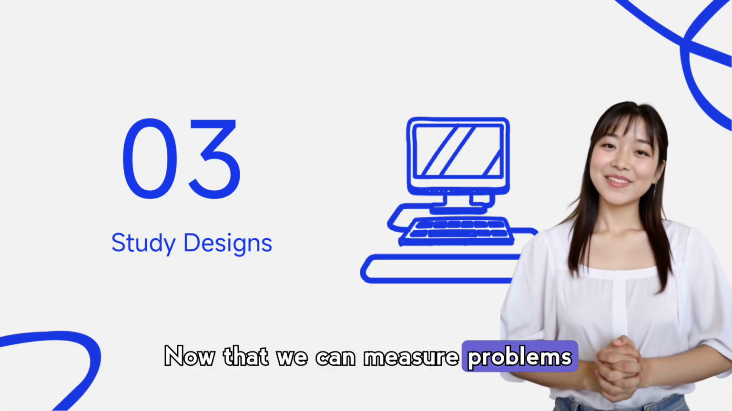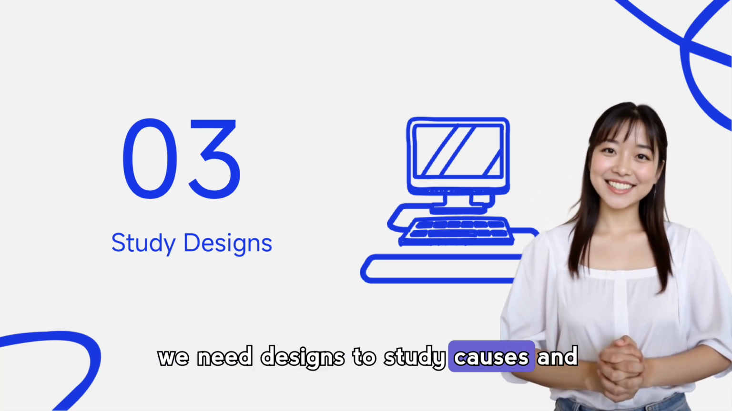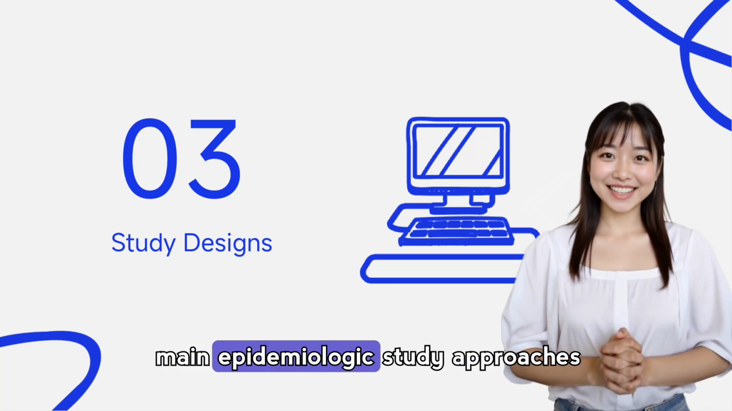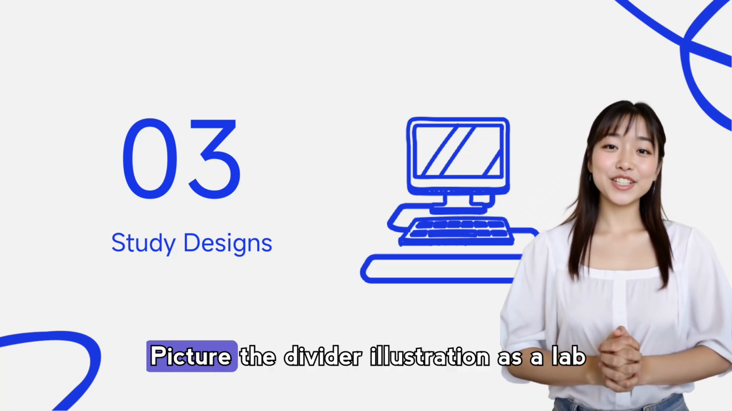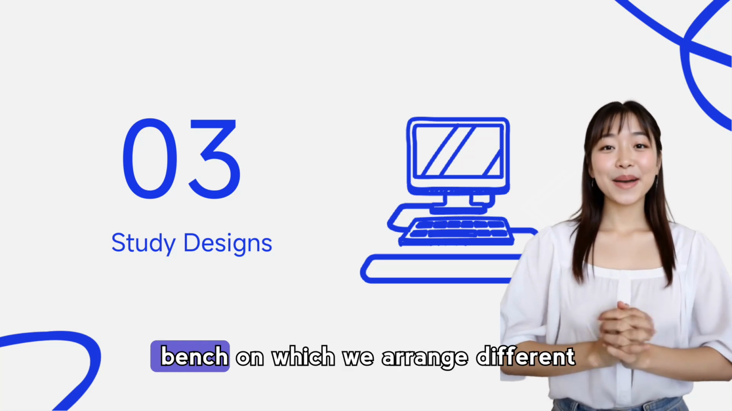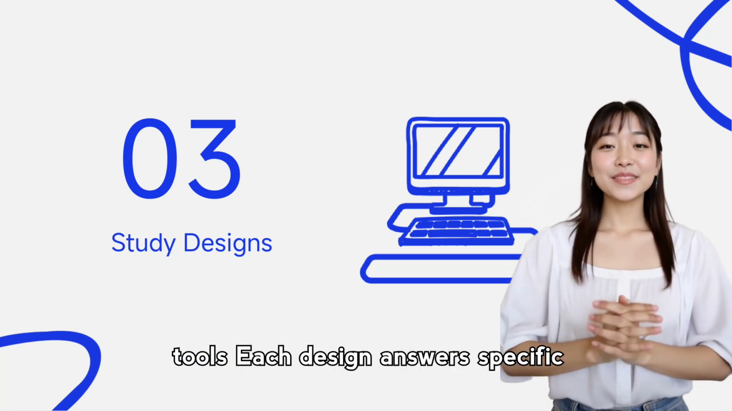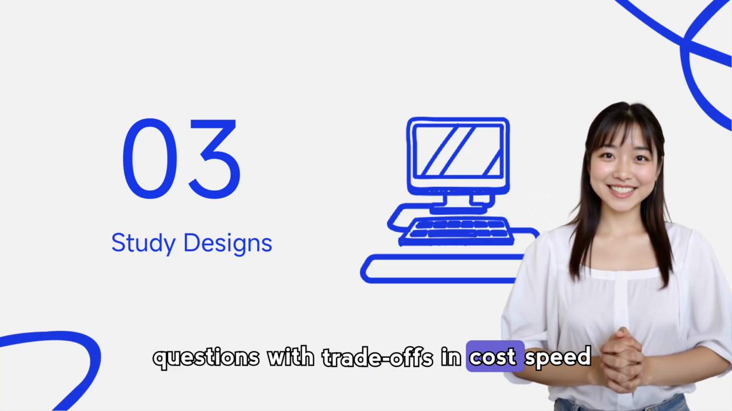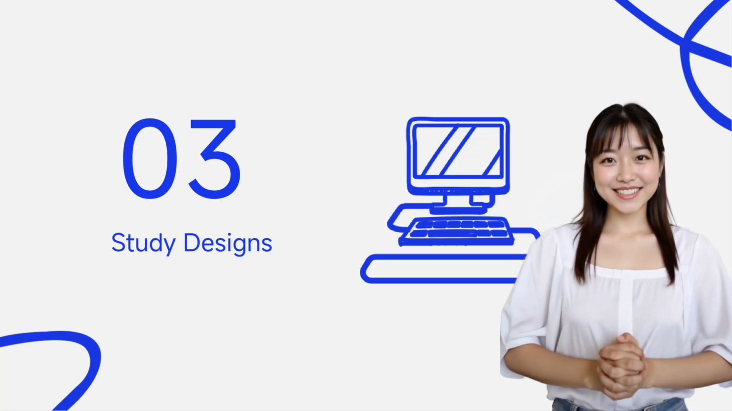Now that we can measure problems, we need designs to study causes and solutions. This section introduces the main epidemiologic study approaches. Picture the divider illustration as a lab bench on which we arrange different tools. Each design answers specific questions, with trade-offs in cost, speed, and strength of inference.